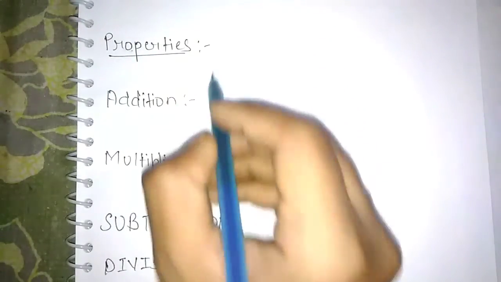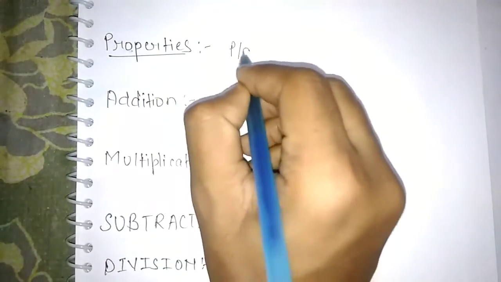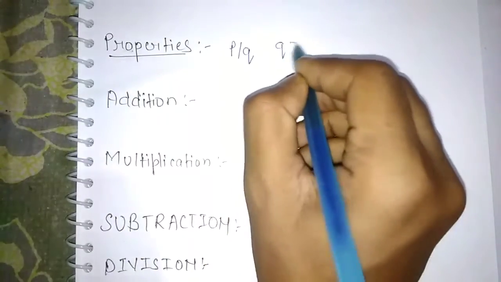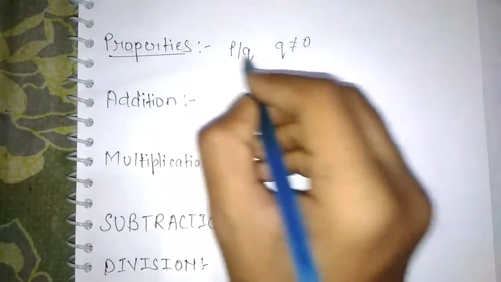Let us talk about the properties of rational numbers. We have here the properties of rational numbers. A rational number is in p by q form. I remind you, where q cannot be equal to 0, and p by q.